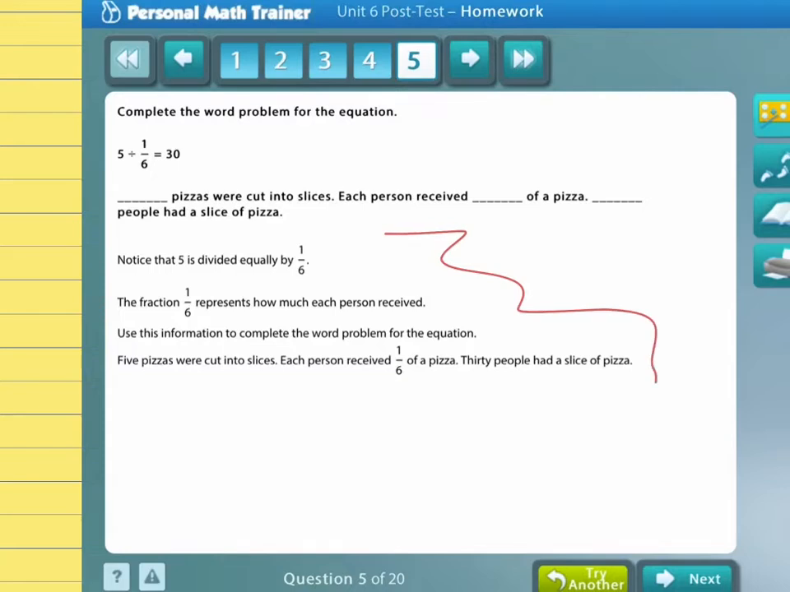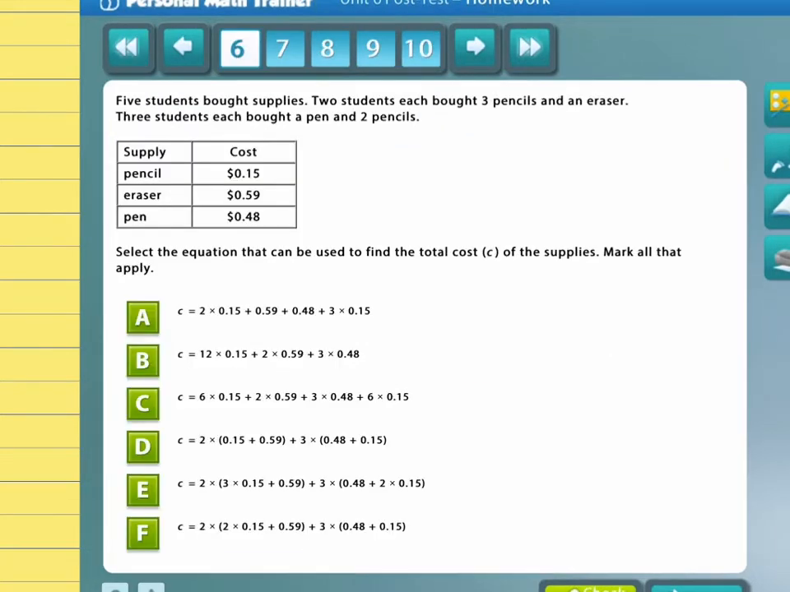So 1/6 goes into 5 wholes 30 times. 30 people will get a pizza. This problem is one of the more difficult ones on the test. What I think you need to do here is extend this and do a table, and make sure you understand how many of each you're getting.